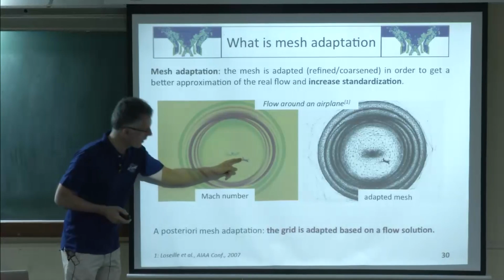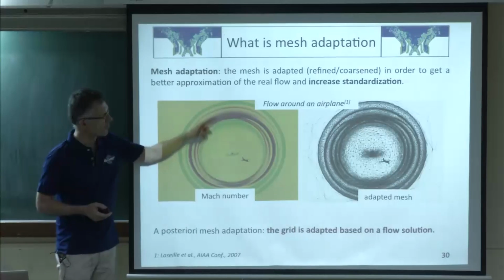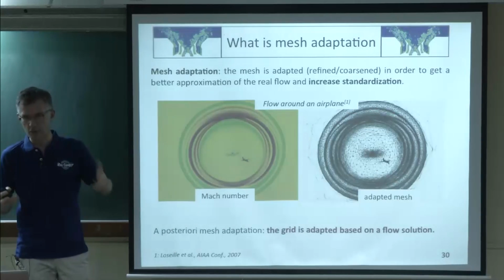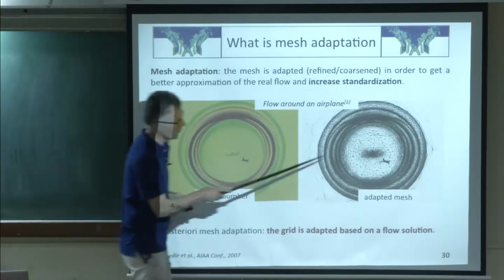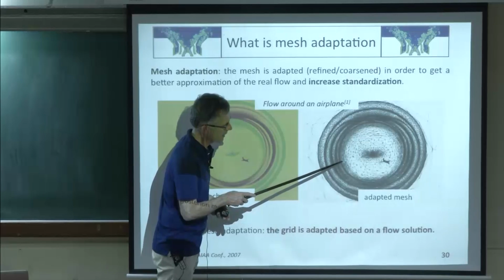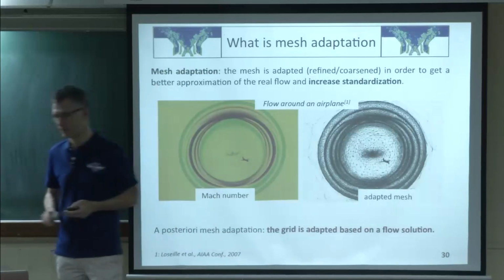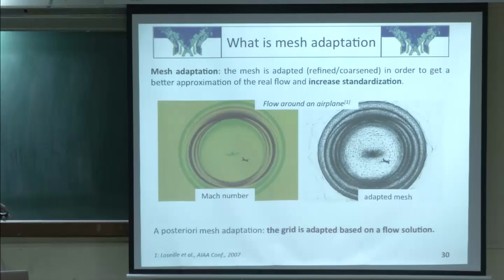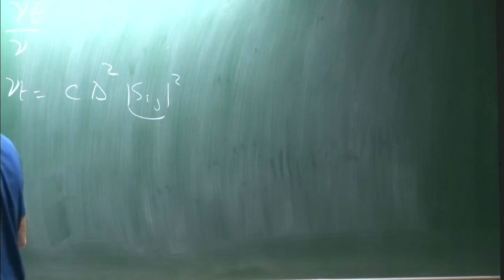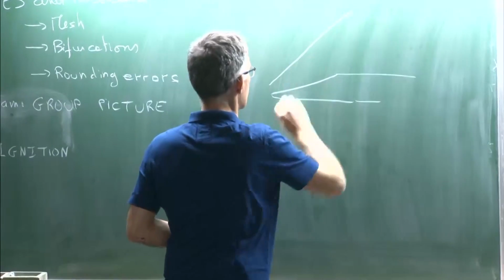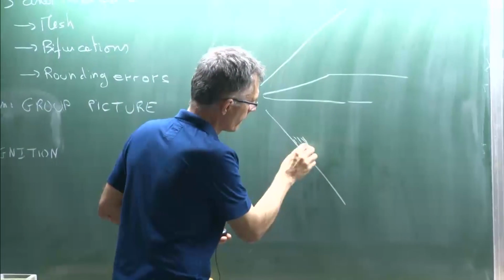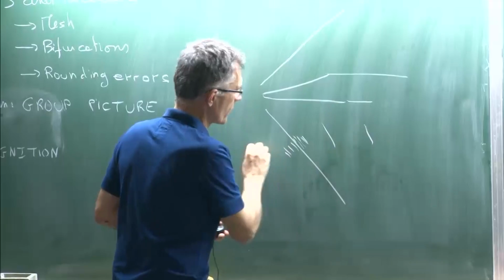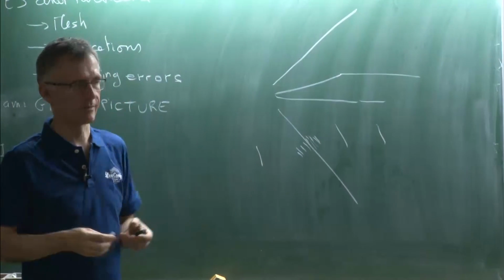For example, this is an aircraft here. We're looking at a wave, either for acoustics or for shock waves. And then you know that you can add points, you can remove points in certain places and add points at other places. And if you do a shock wave on a plane, it's pretty clear that you're going to put a lot of points here and not many points here, because you know where the shock is.